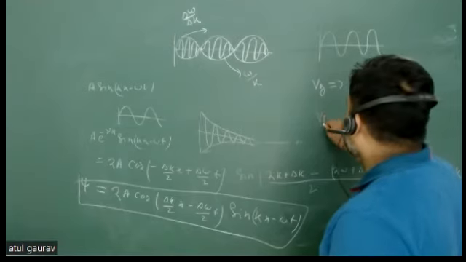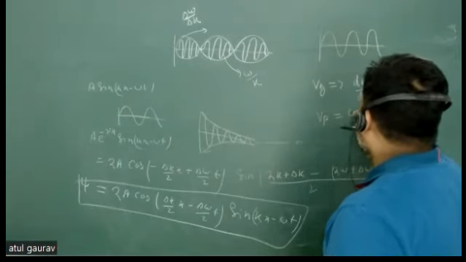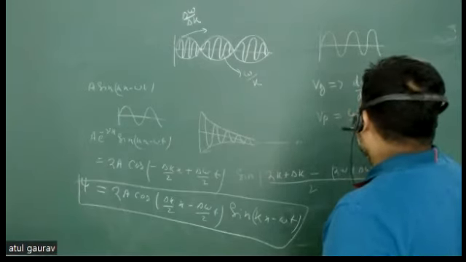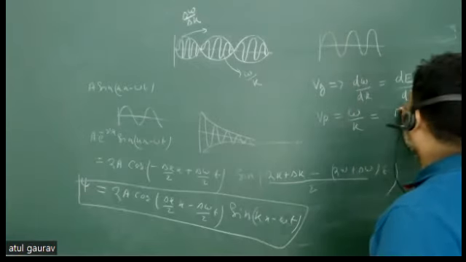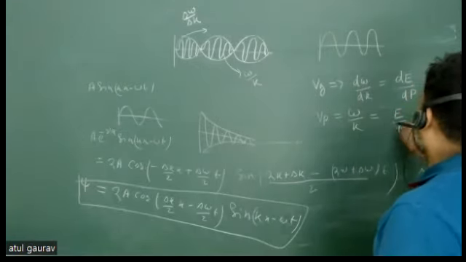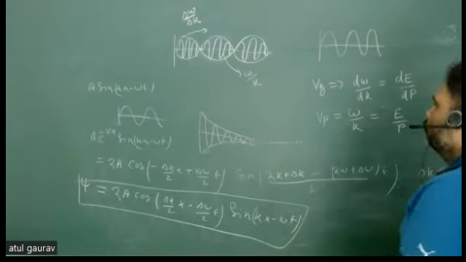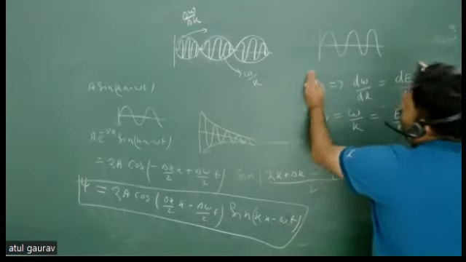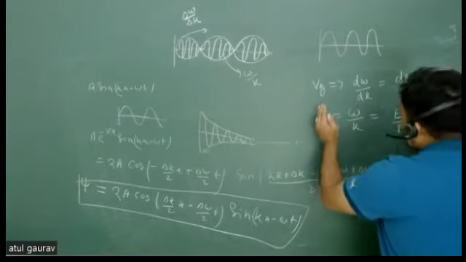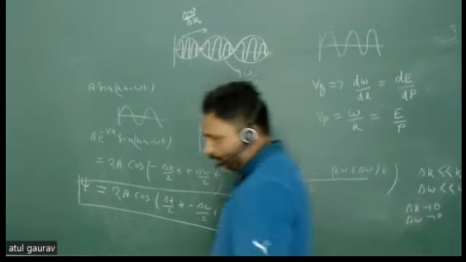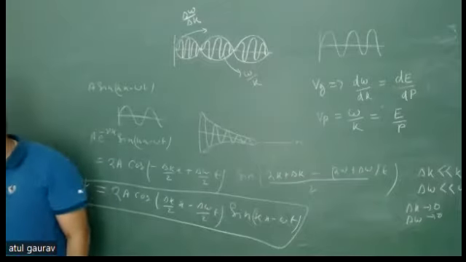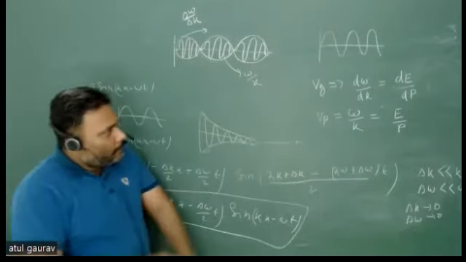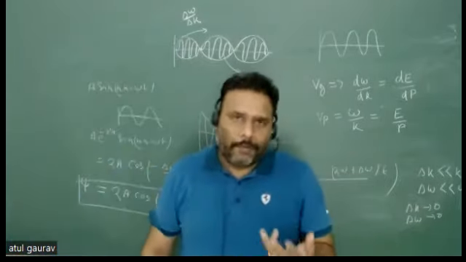And what is my phase velocity? My phase velocity is ω/k, and you can write this as E/P. Now, it is very interesting: what is the physical meaning of group velocity and of phase velocity? This is very interesting.